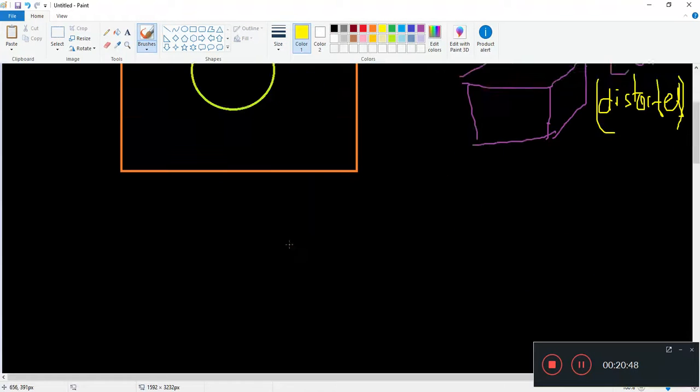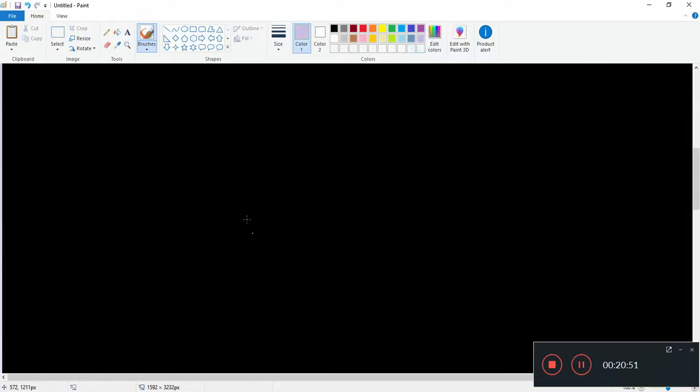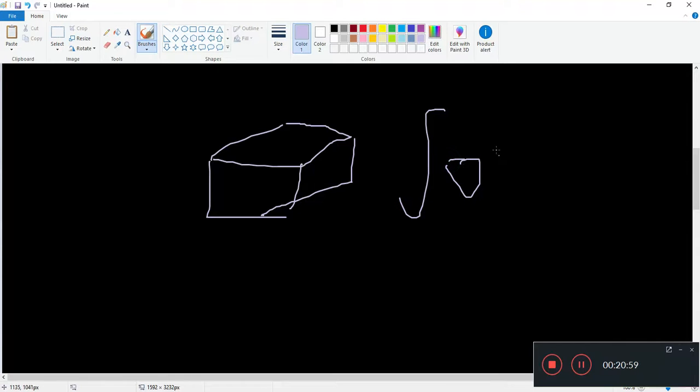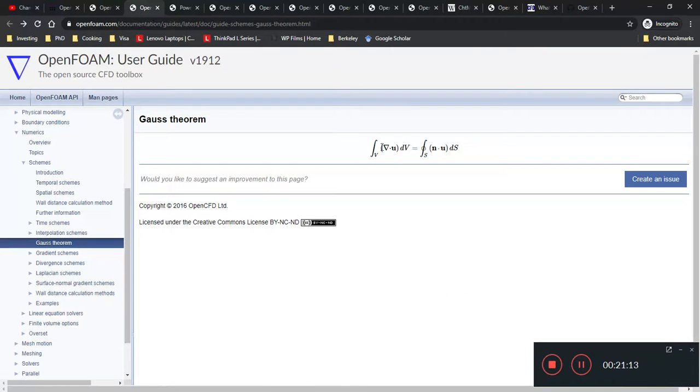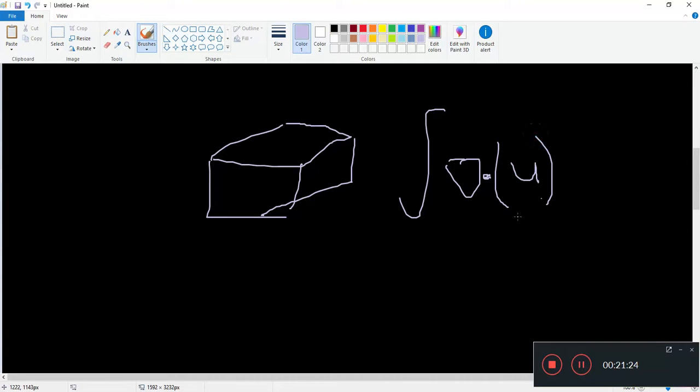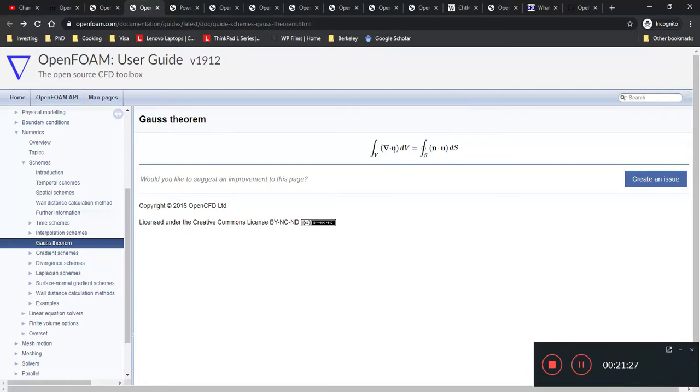Basically for OpenFOAM, let's say you have a cube like that, and you want to calculate some divergence of, let's say, this quantity, divergence of u, for example. So this is the divergence of velocity. Hopefully you know what that is. So this is over the whole control volume.